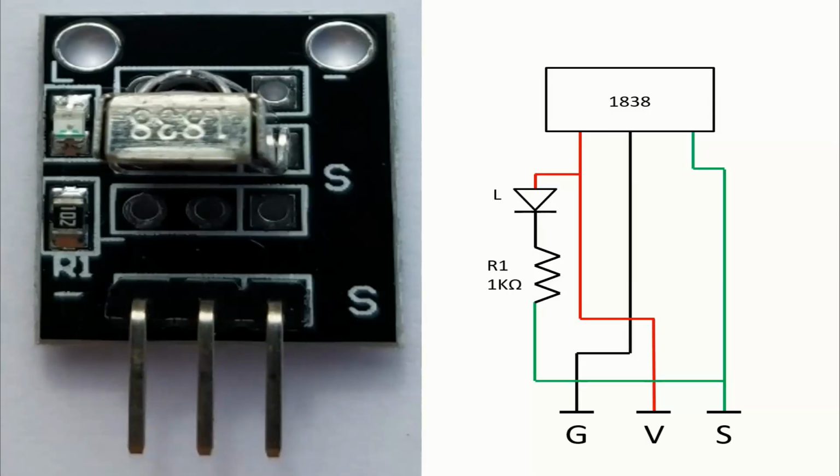Now I will show how these components are connected together. There we have the sensor itself, and of course the resistor R1 and the LED L1. On the right you can see how the pins of the module are connected on this board. We have in red the flow of the voltage, we have in black the flow of the ground, and of course we have in green the flow of the signal.